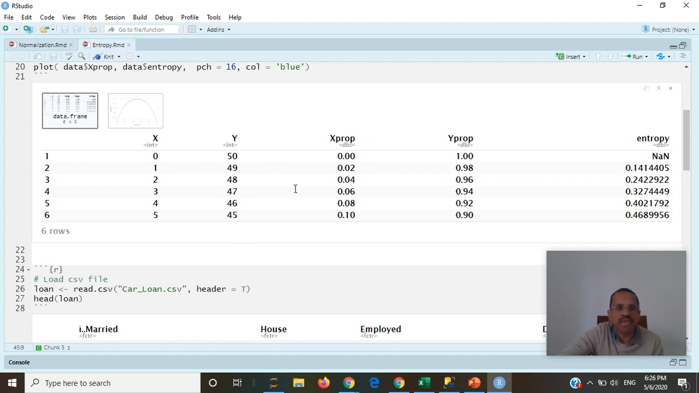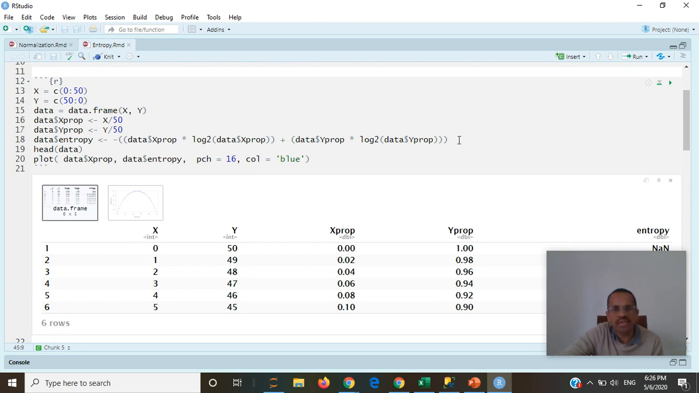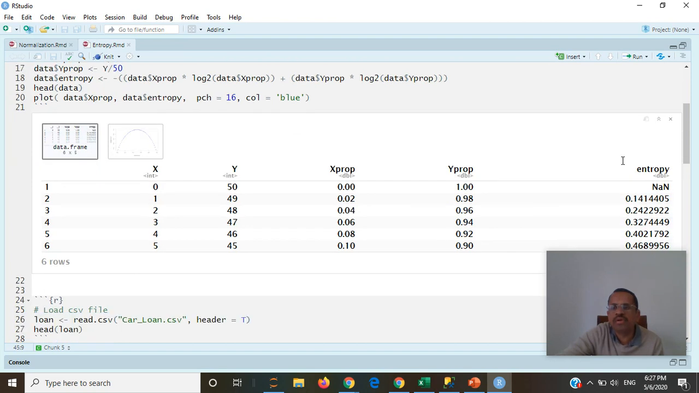Then I get the proportion, that is, out of 50, 0 is x. So the x proportion is 0, the y proportion is 1 or 100%. And I calculated the entropy for all these 50 values by the formula. This is the formula you can get in any statistics book or on Wikipedia. It is not that complicated. We multiply the proportion by the logarithm of that proportion, plus, meaning summation of everything, and then we make it a negation at the end of that formula. So this is the formula we use for calculating entropy.